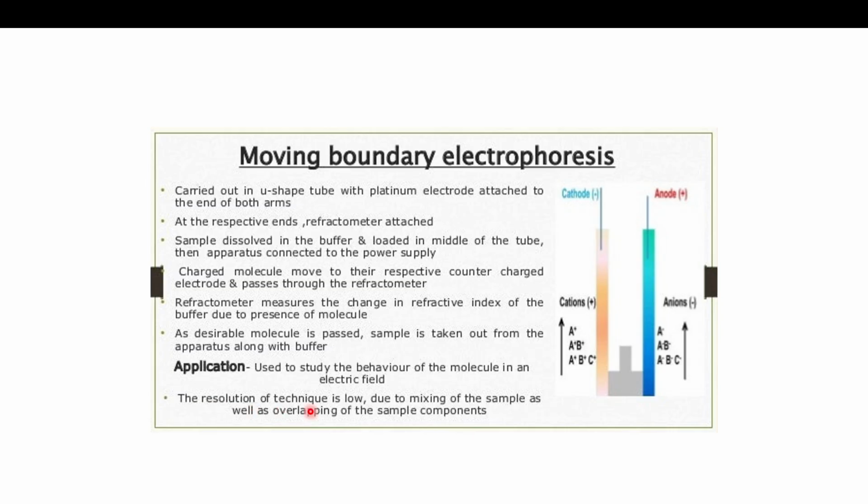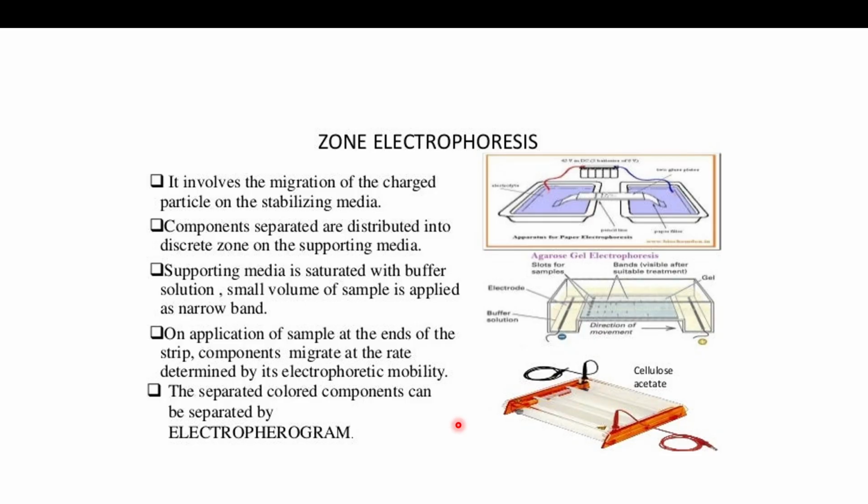The resolution of this technique is low due to mixing of the sample as well as overlapping of the sample components. And there is something called zone electrophoresis, where a strip is used to connect two different electrodes. Basically, it involves the migration of the charged particle in question on the stabilizing media, and components are separated, which are distributed into discrete zones on the supporting media here.